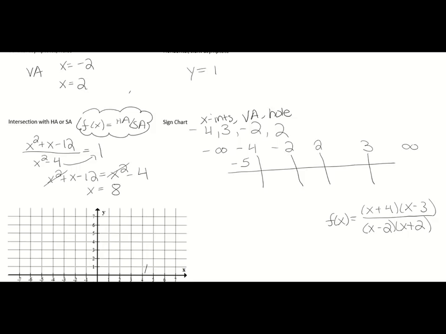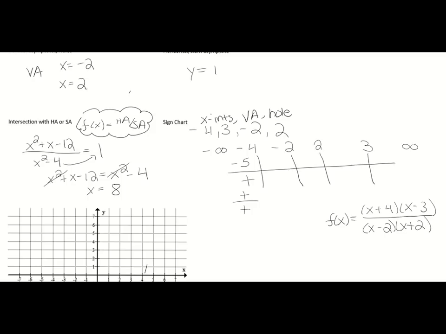And you're going to plug in -5 in here, and you don't want to know the number, you just want to know the sign. So you plug it into each factor. So -5 plus 4 is a negative number. -5 minus 3 is a negative number. So a negative times a negative gives me a positive in the numerator. -5 minus 2 is a negative number. -5 plus 2 is a negative number. So a negative times a negative gives me a positive in the denominator. And the positive divided by a positive is also a positive.